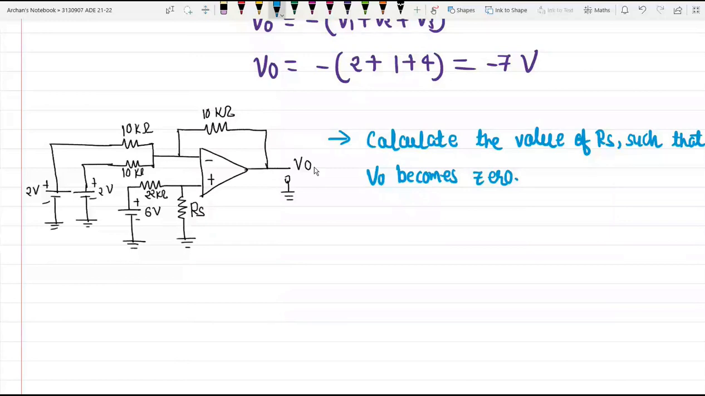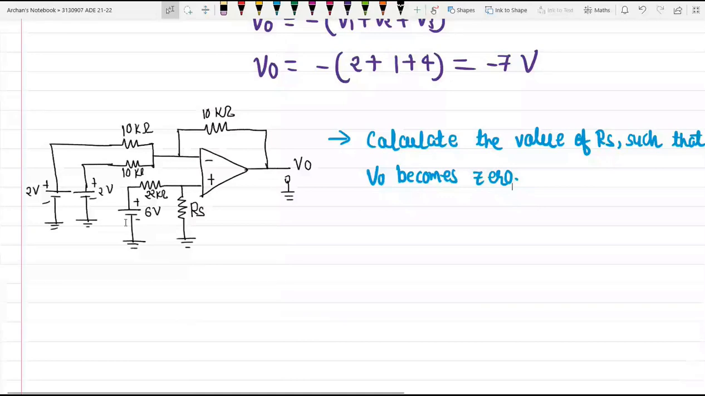This is the home assignment for you. You just try to calculate the value of Rs. The hint is that you need to use the superposition theorem. Using the superposition theorem, this 6 volt battery will be suppressed, and hence the non-inverting terminal now becomes grounded. We will replace this 6 volt by ground.